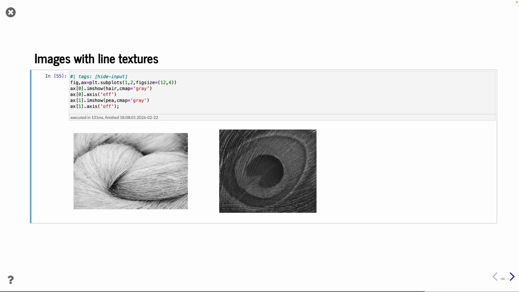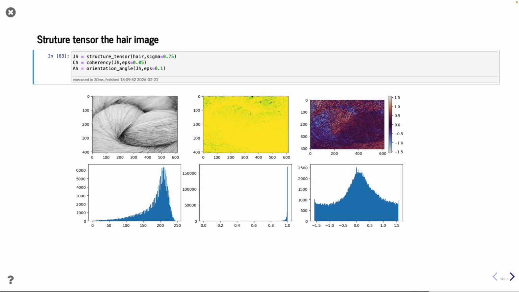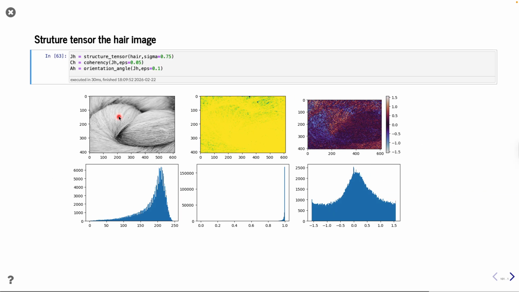And looking into these textured images, then we can see that in that one, the local coherency is very strong everywhere because we have lines in the whole image. And then we can see also the angles. They have some clear structures. We have something here. So here we have a flip between just a little bit in that direction and a little bit in that direction. So that's where we can see here now the blue and red shift.